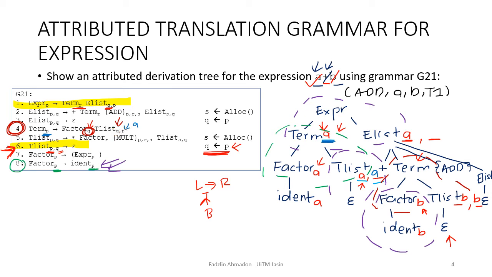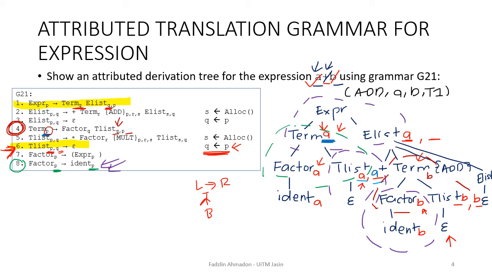Okay, let me move this first. The attributes here are Q and also P. We already know both values, both are B. And we also see P again as the attribute of term. Therefore, term here gets the value of B. Now, we need to fill up the attributes of add atom.